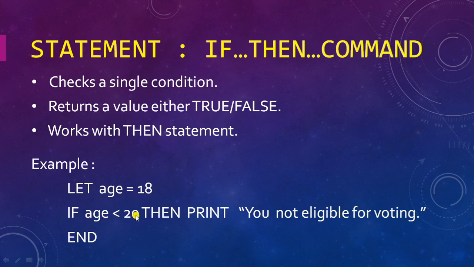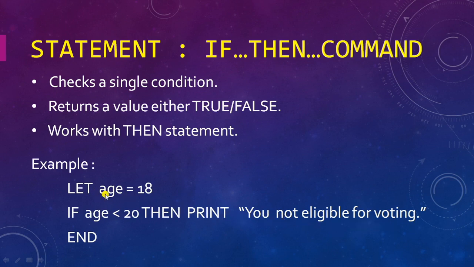If age less than 20, what is the value of age? The value of age is 18, but 18 is less than 20. Yes, it is less than 20. Then print, you are not eligible for voting. I forgot the word are. So, you are not eligible for voting. So this is true only.